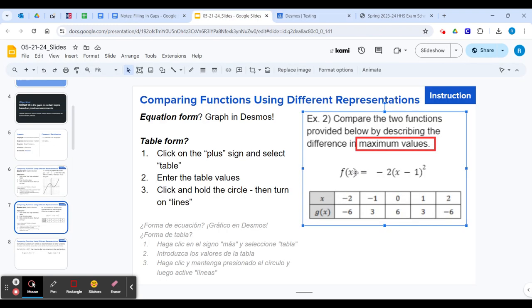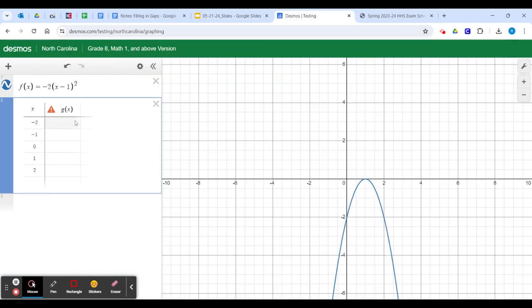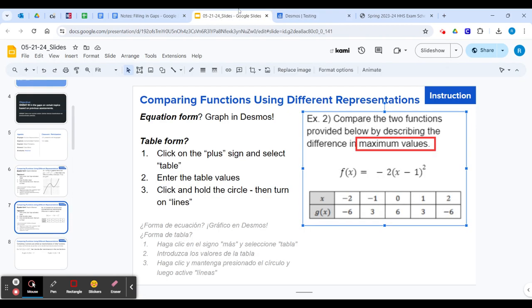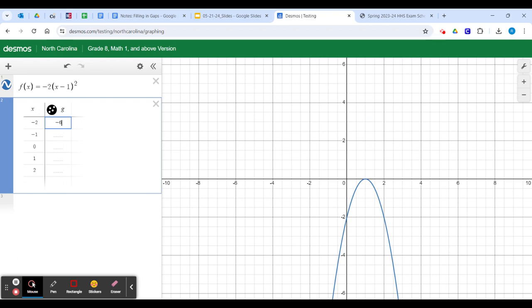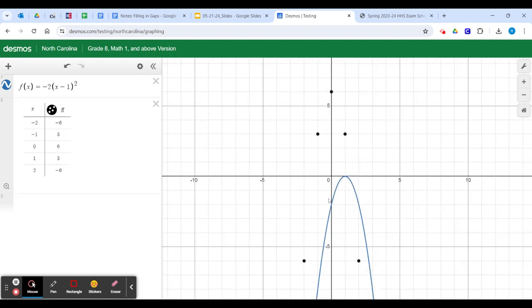Next, I'm going to type my g of x values, -6, 3, 6. Oops, we actually just need to leave this as a y. We could say it as g, just not g of x. My apologies. So let's go back and type in -6, 3, 6, 3, and -6.